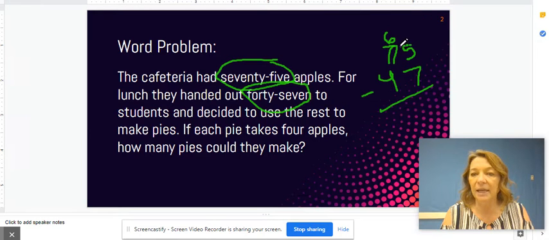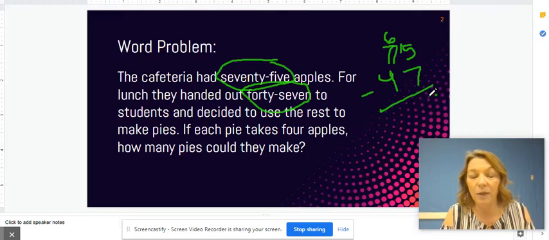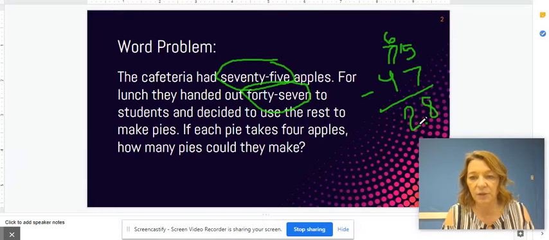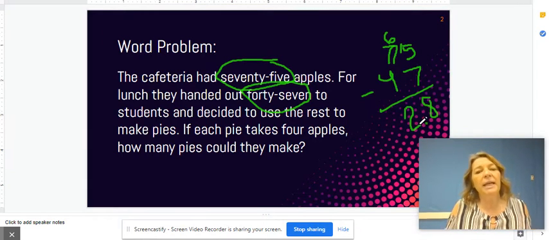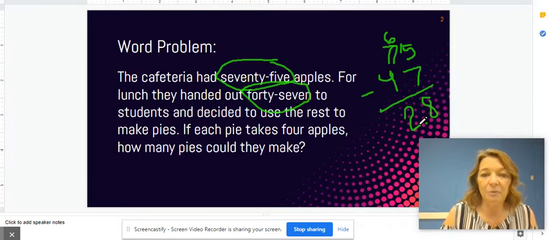So I have to take a 10 away and give it to the ones place. Now I have 15 minus 7. Well, I can do 15 minus 7. 15 minus 7 is 8. And then 6 tens minus 4 tens is 2 tens. So I have 28 apples left. But now let's read the rest of the story and find out what to do.